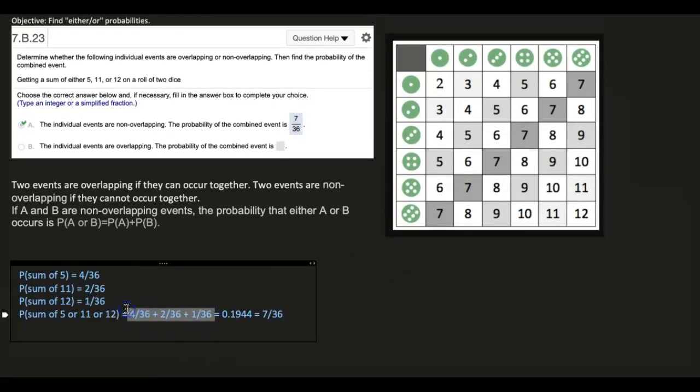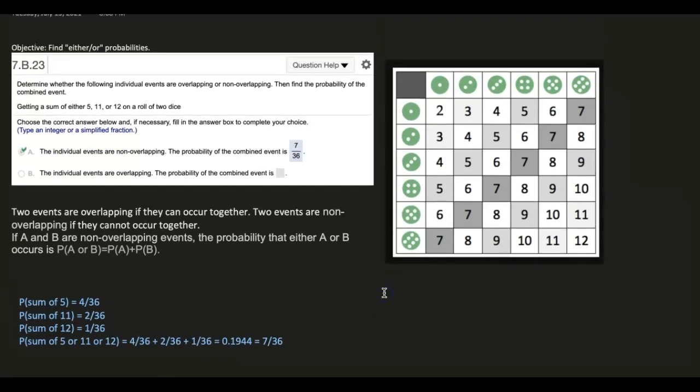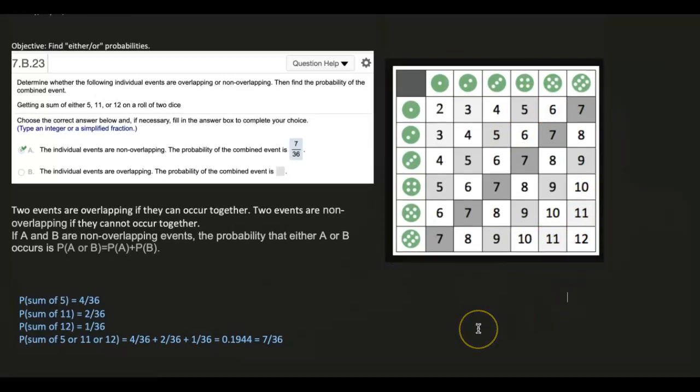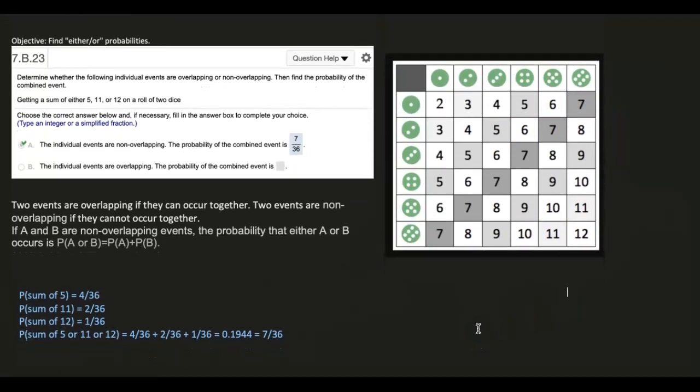One other thing I could have done, again using this chart without having to do the addition piece that you see here, is I could just determine how many 5s, 11s, and 12s are present in the chart. Well, if I count them up, there's 1, 2, 3, 4, 5, 6, 7. There's a total of 7 of those different outcomes within that chart out of the 36 total outcomes.